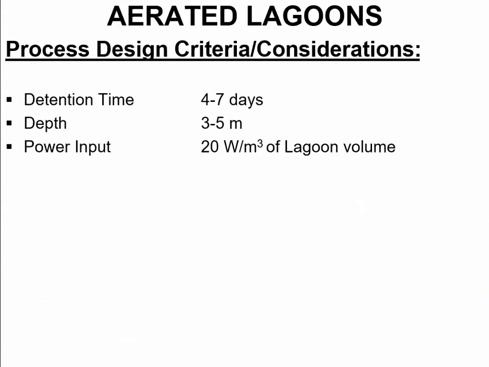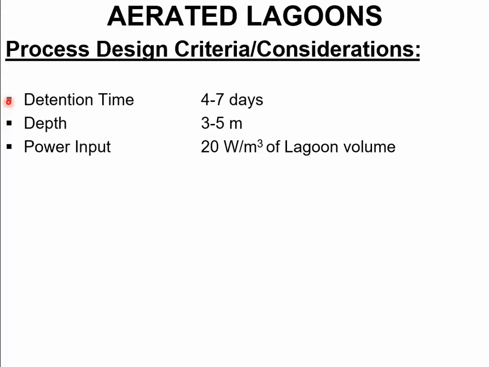So the process and design criteria include the detention time first of all, which is the design basis for an aerated lagoon, and it is around 4 to 7 days. Some books state it as from 3 to 6 days. So common values are from 4 to 7 days. So you can compare this with the detention time of an activated sludge process, which was 4 to 8 hours. So it is many folds greater as compared to activated sludge detention time.